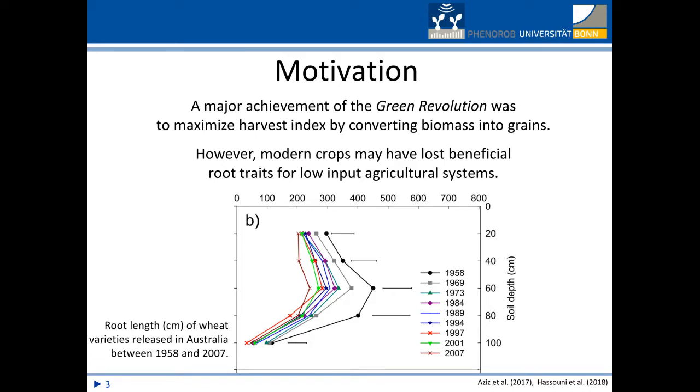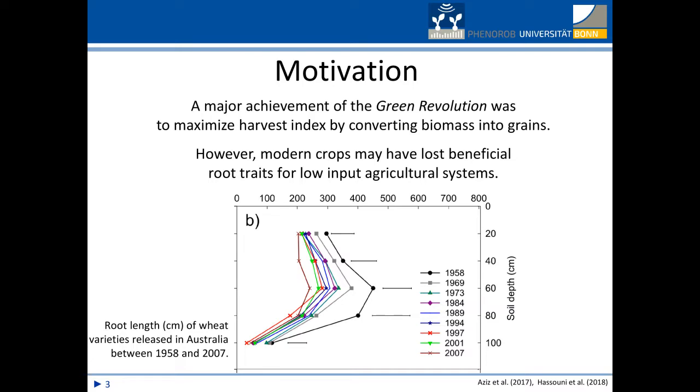The Green Revolution of the last century boosted crop yields in developing countries by introducing genotypes tolerant of low soil fertility. Another major achievement was to maximize the harvest index by converting biomass into grains. The first Green Revolution was based on crops responsive to high soil fertility, but the new Green Revolution will be based on crops tolerant of low soil fertility. However, modern crops may have lost beneficial root traits for low-input agricultural systems.